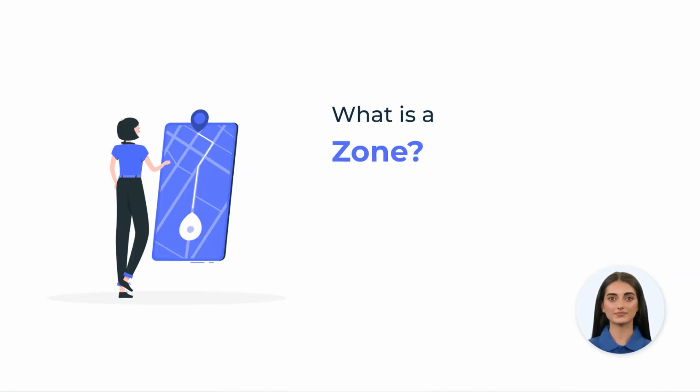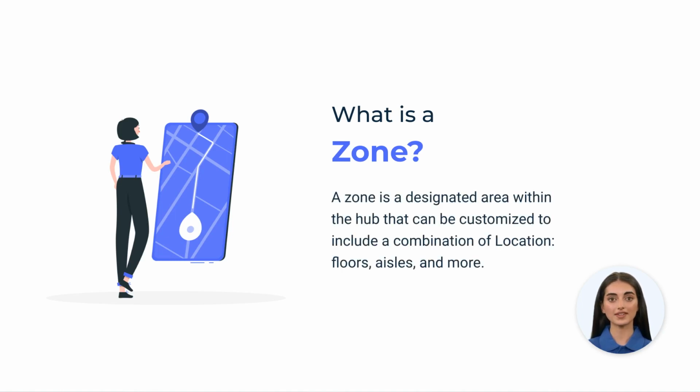What is a zone? A zone is a designated area within the hub that can be customized to include a combination of locations, floors, aisles, and more. It serves as a strategic division to optimize processes such as order picking.